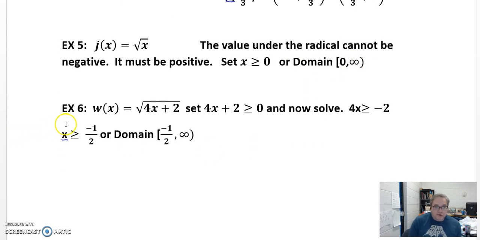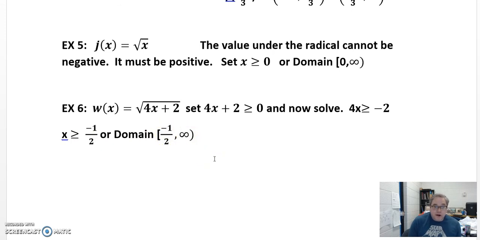Example 6 is a little more complicated again, but again, I have a square root. The value under that cannot be negative. So I'm going to set that greater than or equal to 0. And I'm going to solve that inequality. Subtract 2, divide by 4. I get x is greater than or equal to negative half. So my domain is from negative half to infinity.